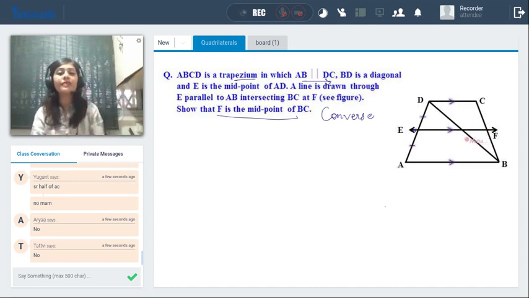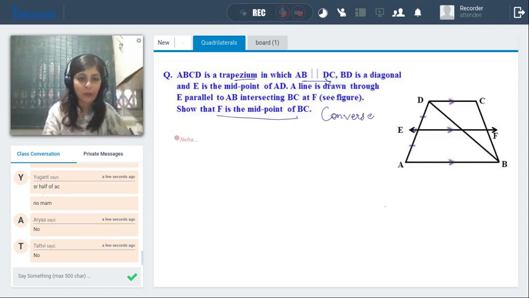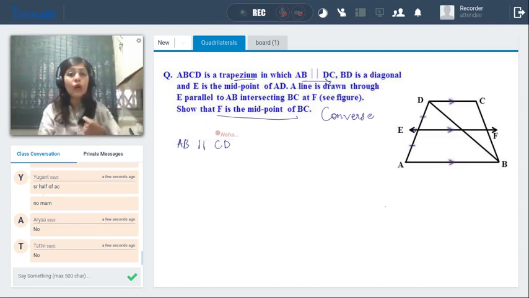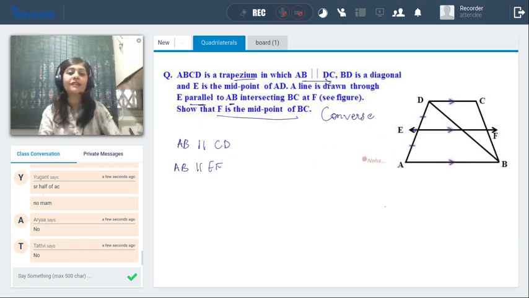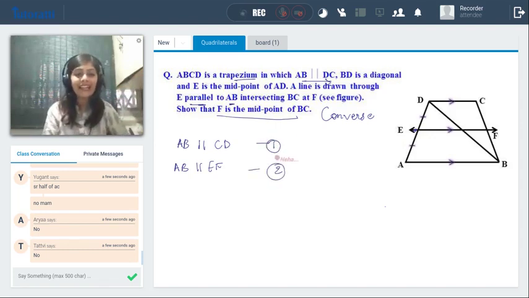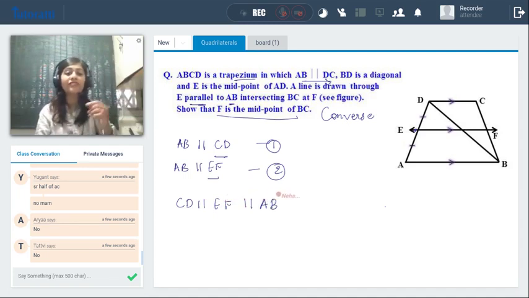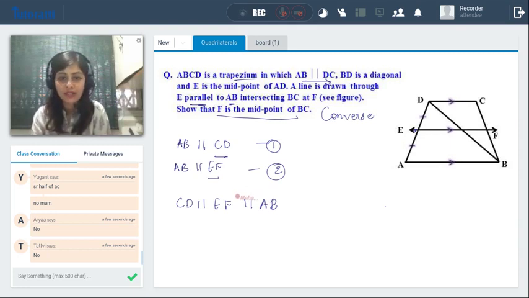Now, from the given information, let's start collecting all the things that we know. First thing that we know is AB is parallel to CD, opposite sides of a trapezium. What else have they said? A line is drawn through E parallel to AB. That means EF is also parallel to AB. And obviously, CD and EF are parallel to each other. That means CD is parallel to EF, also parallel to AB. We have three lines which are parallel to each other.